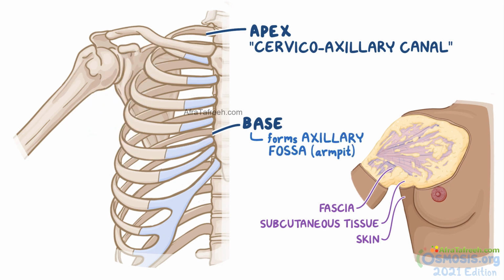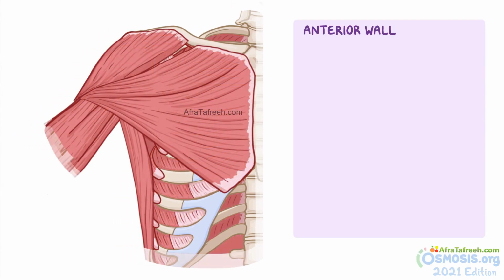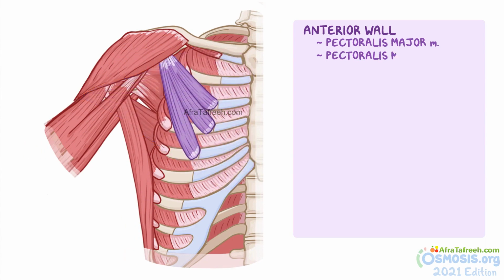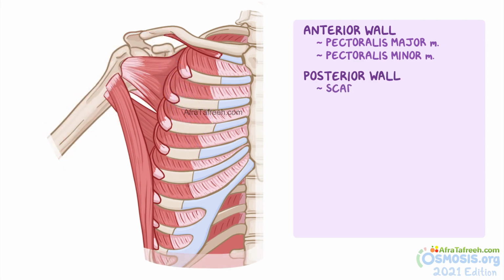Moving on to the 4 walls of the axilla, the anterior wall is made up by 2 muscles, the pectoralis major and pectoralis minor. The inferior-most aspect of the anterior wall is called the anterior axillary fold, and it's formed by the pectoralis major. The posterior wall of the axilla is formed mainly by the scapula and overlying subscapularis muscle.